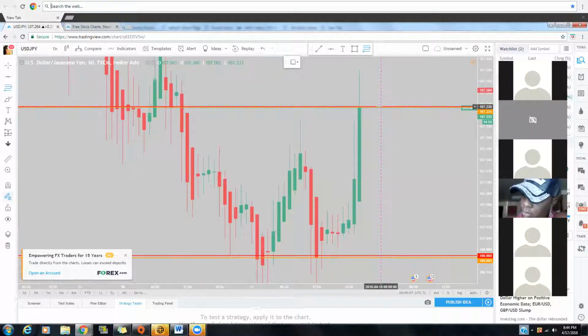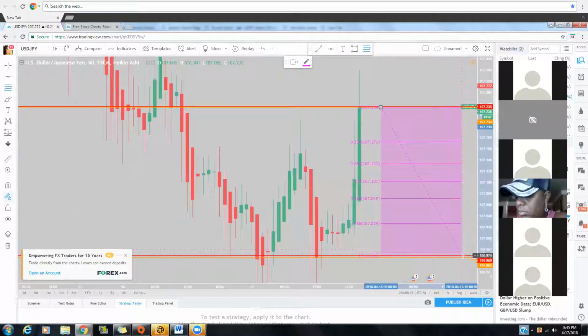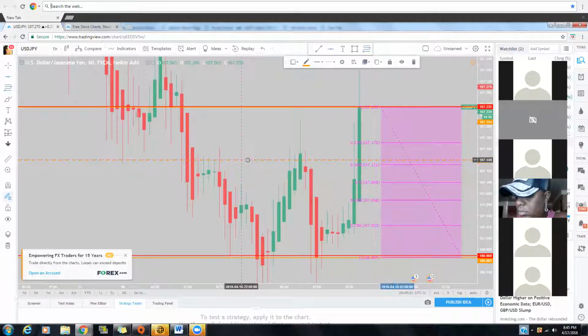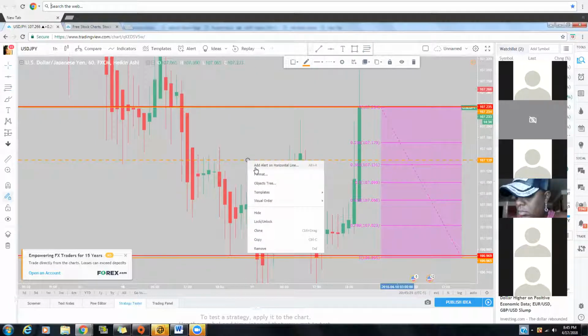So you're going to start at the top where your resistance is, and you want to bring it all the way down to your support. And then you want to drop your horizontal line, which is dashed. You want to drop it on your 0.382. We use the 0.382 because 0.382 represents smart money.